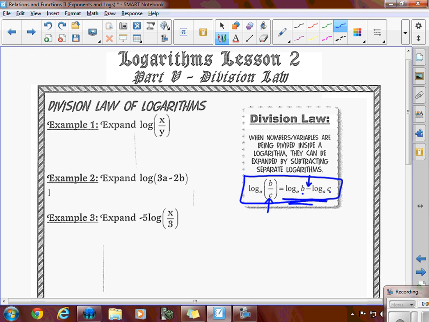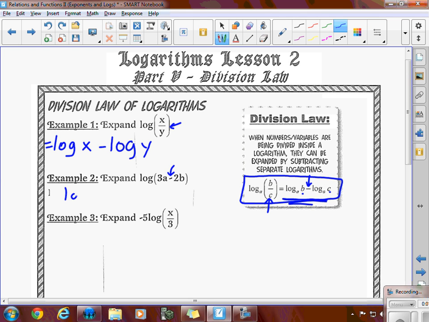So if we look at the first example, we have log base 10 of x divided by y. Clearly, we have a division of that stuff. So according to the division law of logs, we can separate it into the difference of two separate logs, with the numerator going with the first log, denominator going with the second. So log base 10 of x over y can be expanded to be log base 10 of x minus log base 10 of y.